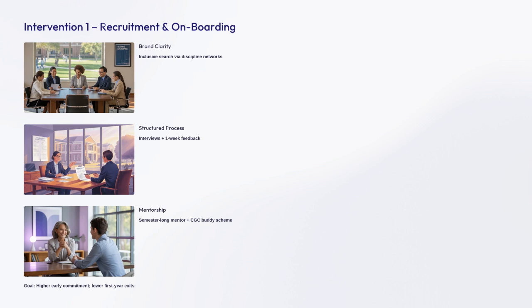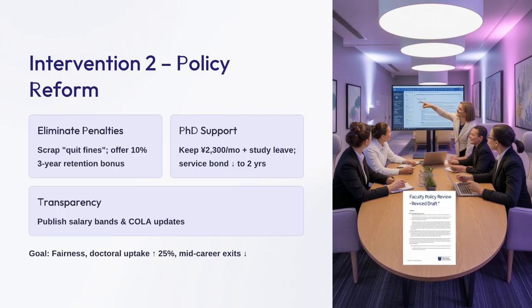Next one is impact targets. First year commitment survey up to 0.7 points. First year exits down from 80% to under 10. And intervention 2 is the policy reform. Intervention 2 tackles the contractual trade-offs driving disengagement.